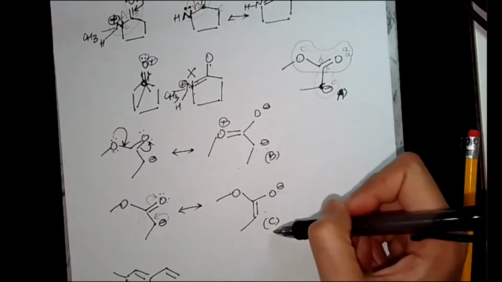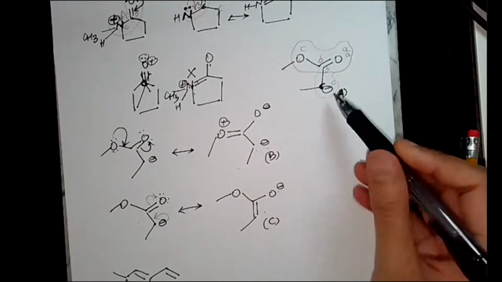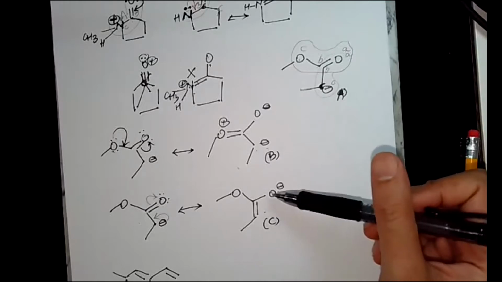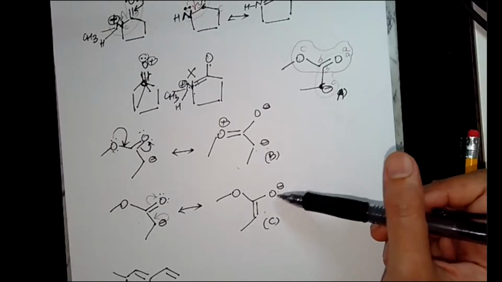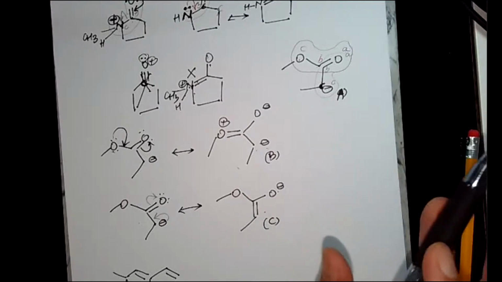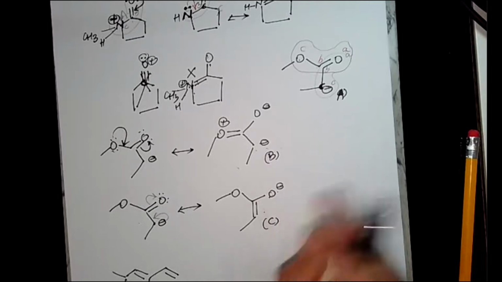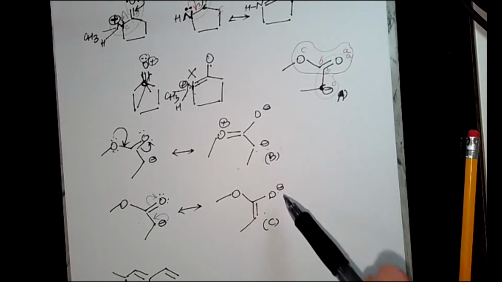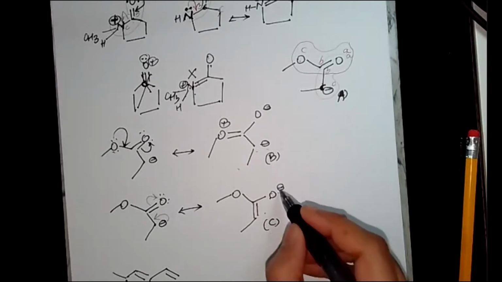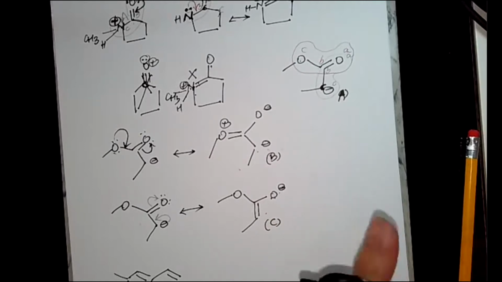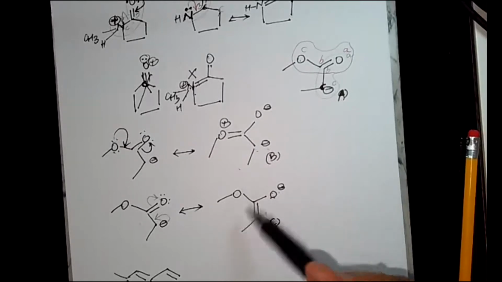Out of A, B, and C, C has only one negative charge, and A also has only one negative charge. If you look at C, the most electronegative element has the negative charge on it, which makes this electronegative group very happy indeed. So among all these three, this particular structure with the negative charge on the electronegative element is the happiest and the most stable of all the three resonance structures that I have.